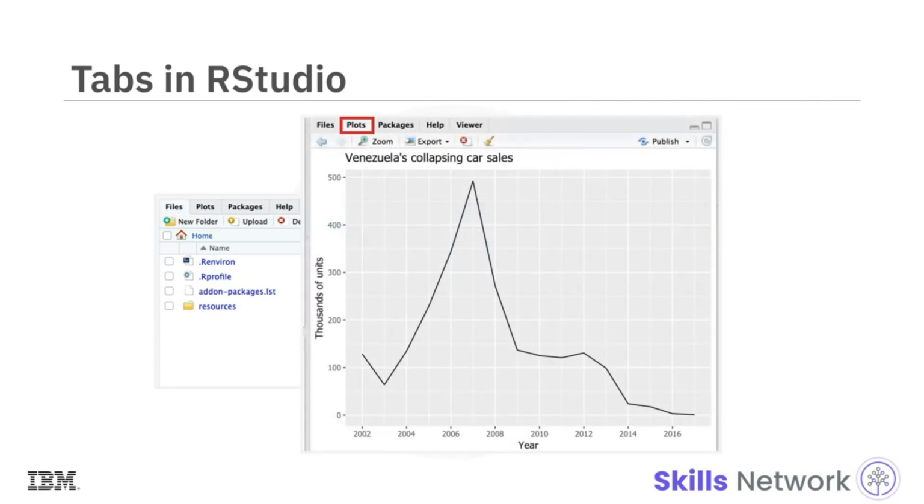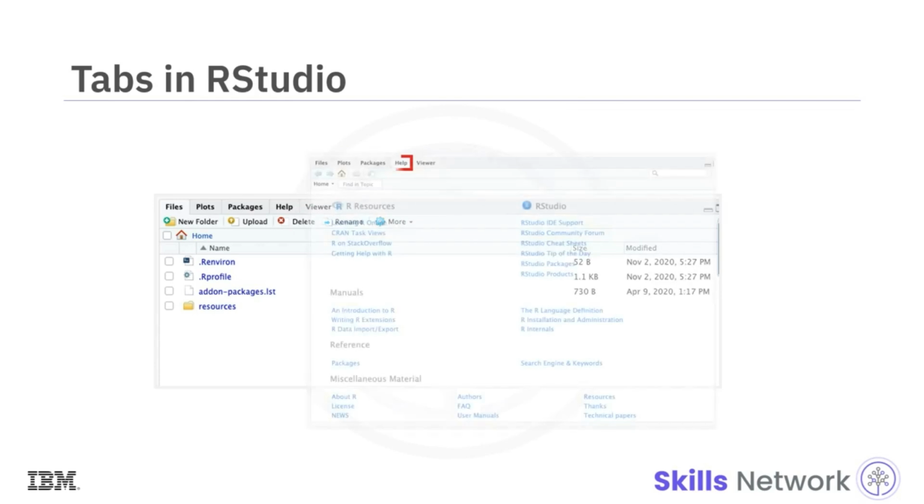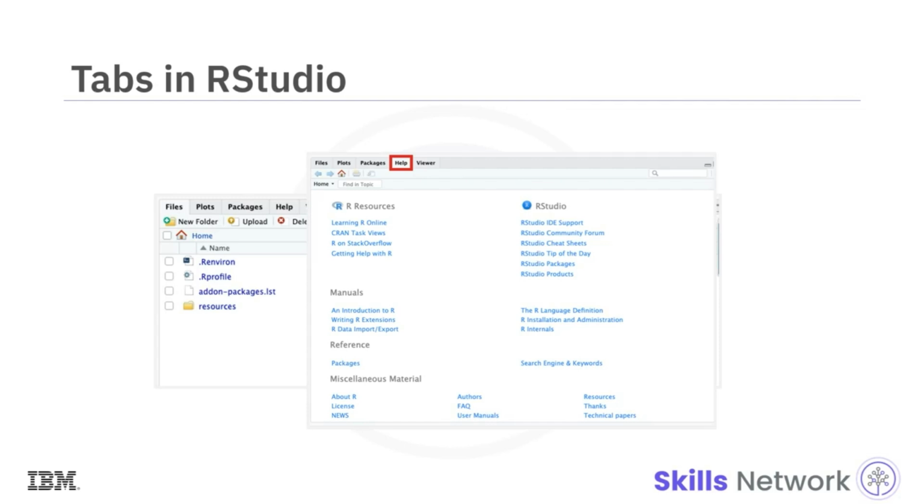The Plots tab displays the history of plots you have created. You can also export plots to PDF or image files. The Packages tab displays external R packages available on your local computer. And the Help tab provides help on R resources, RStudio support, packages, and much more.